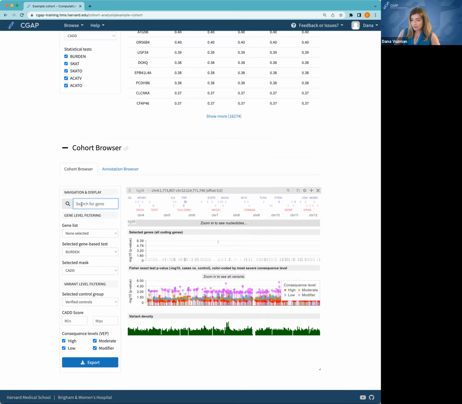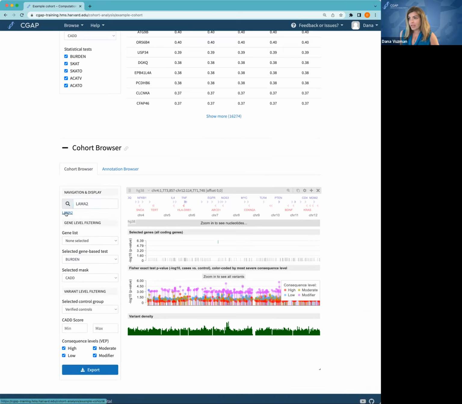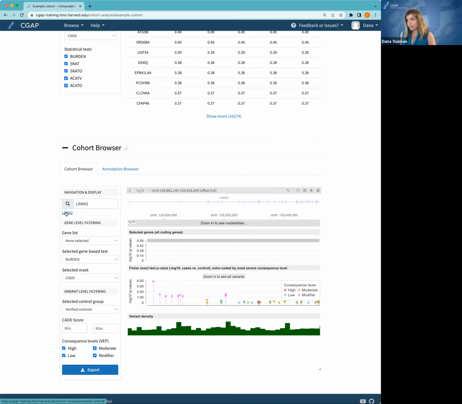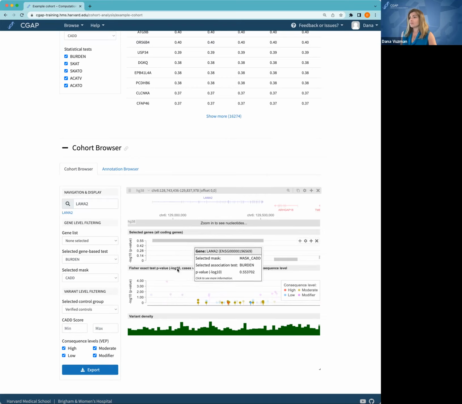So let's go to the gene that we mentioned before, and that will help us to focus on a much smaller region. So right now we are focusing on a much smaller region, and we can see here all the introns and exons of the gene.